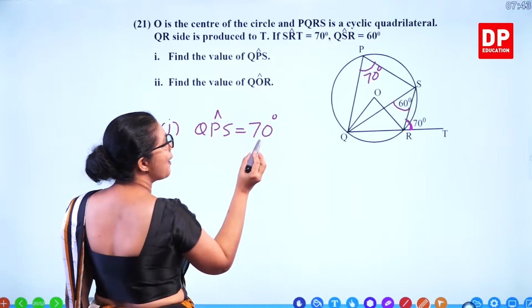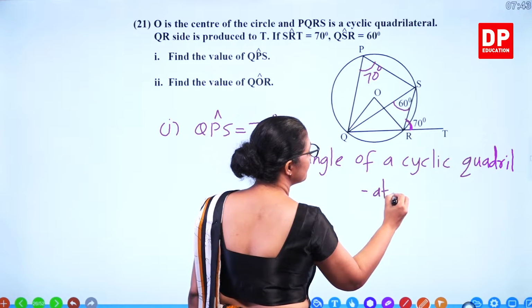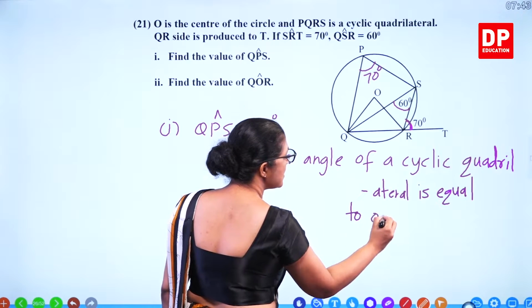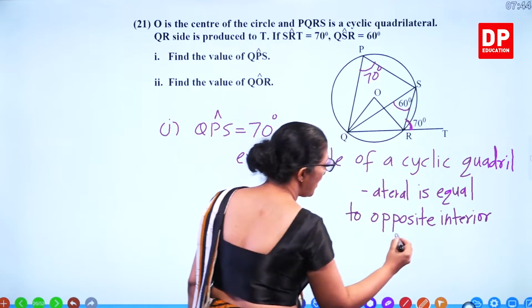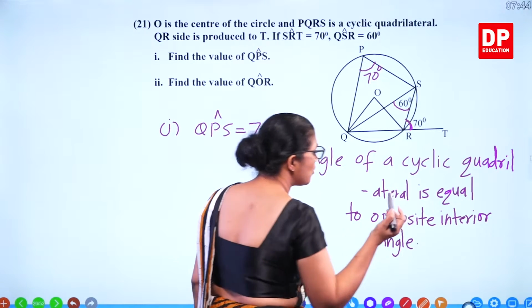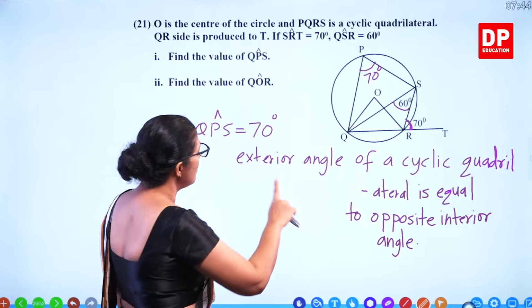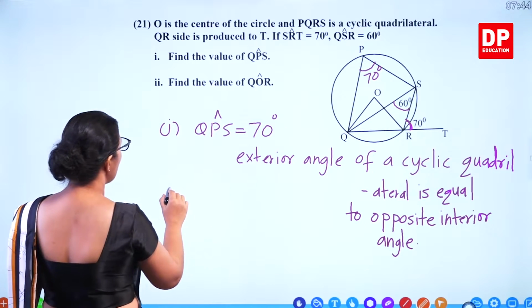What's the reason? Exterior angle of a cyclic quadrilateral is equal to opposite interior angle. Here you don't need to write this because you get only 2 minutes and 24 seconds. They are looking at only the answer in part A. So exterior angle of a cyclic quadrilateral is equal to opposite interior angle. So this is 70.